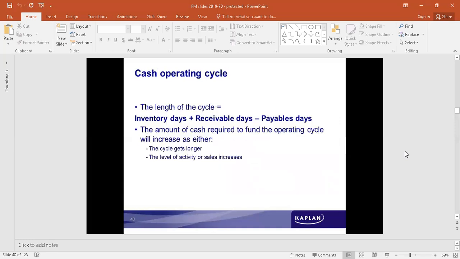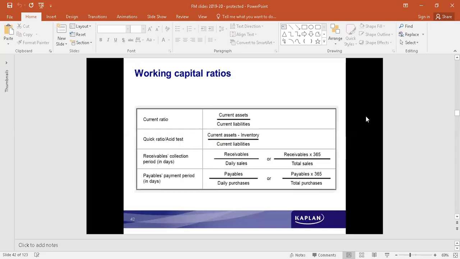The cash cycle talks about how many days inventory is held, how much time it requires for customers to pay their receivables, and how many days can be availed to pay back the supplier. So we need to know the receivable days, inventory days, and payable days. Only when we know these things will we be able to calculate the cash operating cycle.